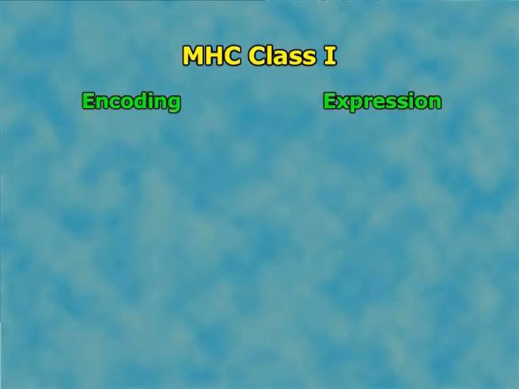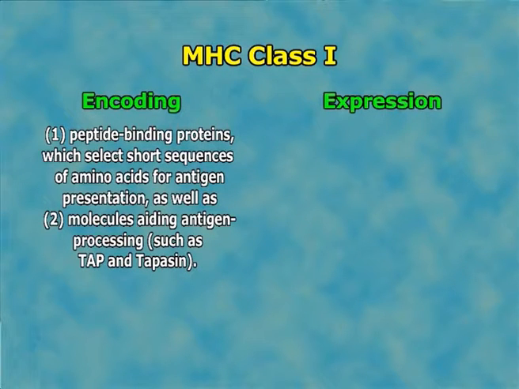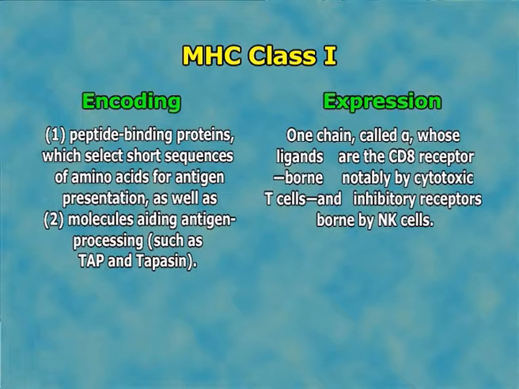Class 1 encodes peptide binding proteins which select short sequences of amino acids for antigen presentation, as well as molecules aiding antigen processing such as TAP and tapasin. Class 1 expression is shown by one chain called alpha, whose ligands are the CD8 receptor borne notably by cytotoxic T cells and inhibitory receptors borne by NK cells.